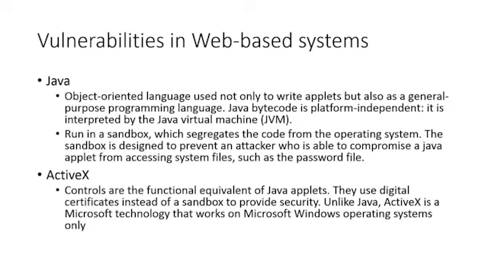Another one for web-based systems is Java. This is an object-oriented language. All right, another, we haven't talked about, but this is a programming language. It's used not only to write applets, because you can write Java applets, but as a general purpose programming language. Now, Java bytecode is platform independent, which makes it extremely flexible and extremely popular. It's interpreted by a Java virtual machine. So you write code in Java, and this Java virtual machine is what interprets that code to give you the output or to make it do whatever it needs to do.